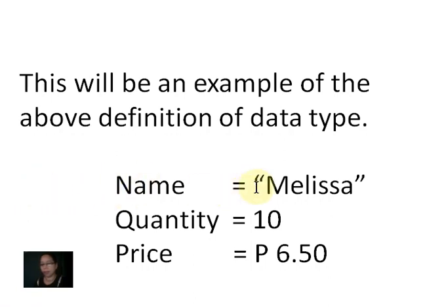Example here is the name is equals to Melissa with double quotation. Double quotation is required in programming. Quantity is equals to 10. And then price is equals to 6.50 with a decimal point. In here, we use the different data types. We use the string data type, the short data type or integer data type, and in this example 6.50, we may use the single data type or double data type.